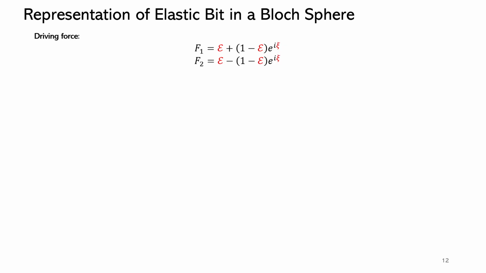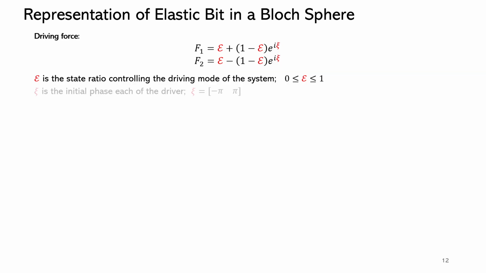In this case, for F1 and F2 we have the epsilon and z variables. Epsilon is the state ratio that is controlling the driving mode of the system. So when epsilon is 1, the driving mode is in phase, and when epsilon is 0, the driving mode is out of phase. And z is the initial phase of the driver. That means how much phase difference we are creating between the drivers.